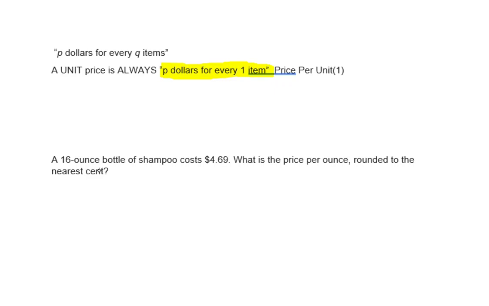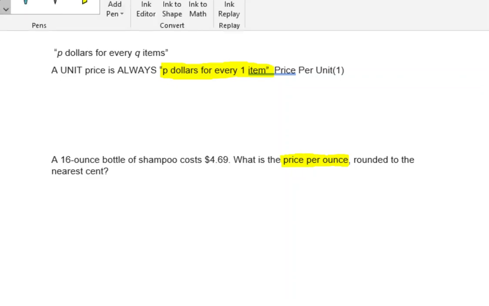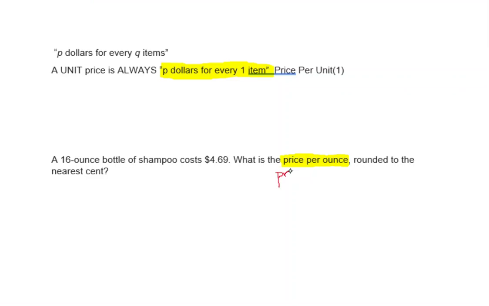So in this question, a 16-ounce bottle of shampoo cost $4.69. What is the price per ounce rounded to the nearest cent? If I wanted to find the price per ounce, I'm going to take the price and divide it by the number of ounces. So in this situation, I need to start with $4.69 and divide it by 16 to come up with the unit price, the price per ounce.